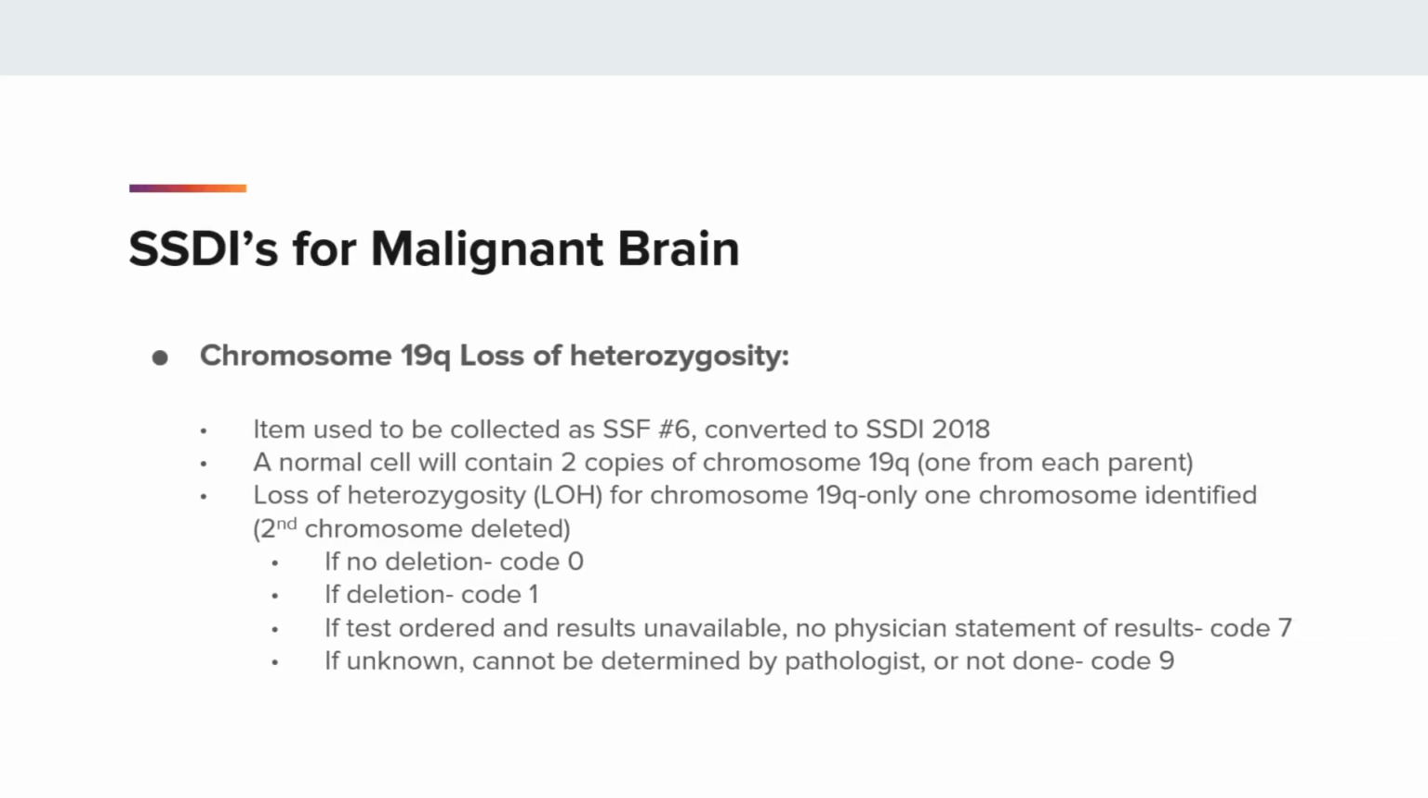So here's the loss of heterozygosity for 19q. This used to be the site-specific factor 6. A normal cell will contain 2 copies of chromosome 19q, one from each parent. And again, the loss of heterozygosity from chromosome 19q means only one chromosome identified and the second chromosome deleted. And our codes are the same as the last SSDI.